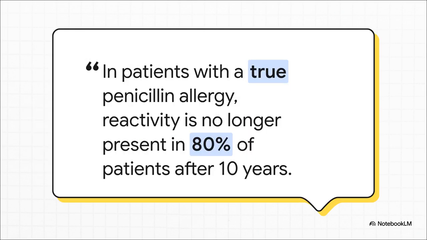Okay, this right here is a huge clinical pearl. So many patients have a penicillin allergy on their chart that follows them for life, and it really limits our best treatment options. But the evidence is so clear, most of those allergies just fade away. Think about that. After only 10 years, 80% of people with a proven allergy are no longer allergic. It's a powerful reason to always dig into that allergy history and maybe, just maybe, get rid of that label.